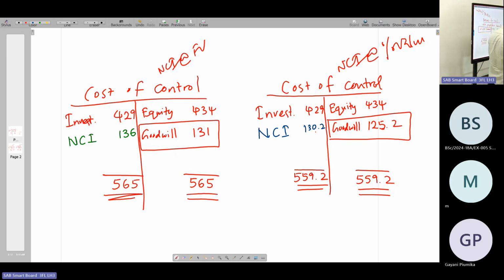If NCI is calculated at fair value and later if goodwill is impaired, we should take that impairment not only from consolidated retained earnings but also from NCI, controlling interest as well, right? But if NCI is calculated at the proportionate value of net assets, impairment of goodwill should be taken only from consolidated retained earnings, not from NCI. So that's the difference, right? We will discuss this further later.